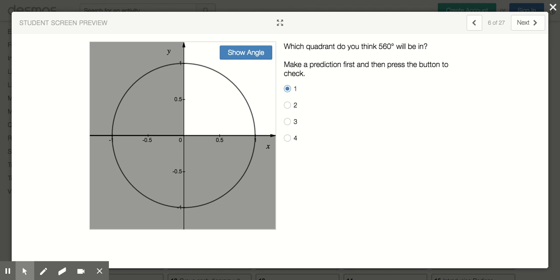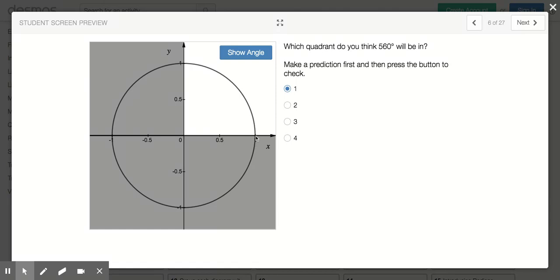All right, so for slide 6, which quadrant do you think 560 degrees will be in? Make a prediction first and then press the button to check. So I know that I start here, and this is 0 degrees, and the first quarter rotation would be 90 degrees, 180, 270, and then 360.